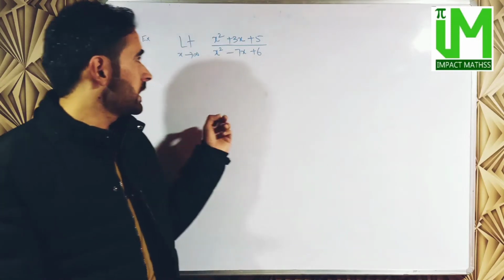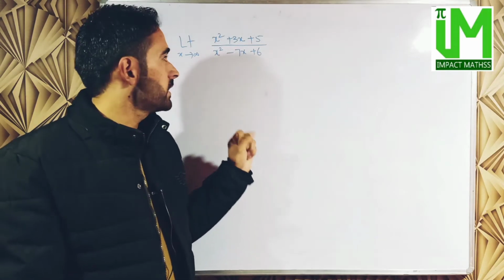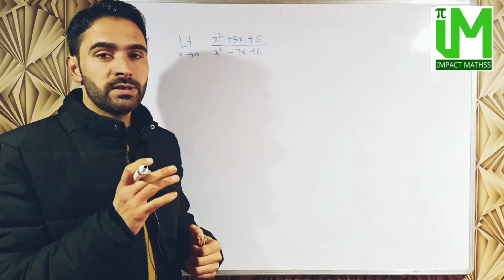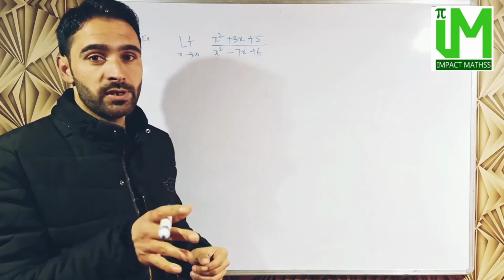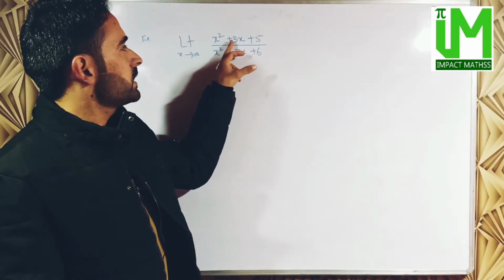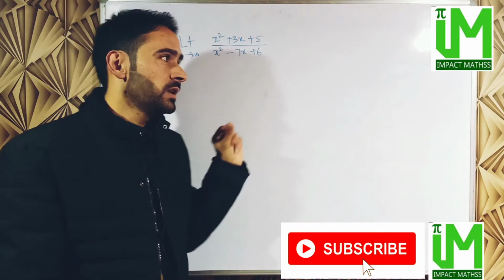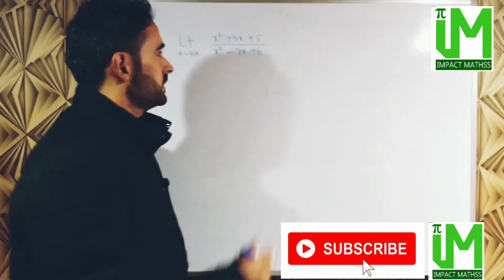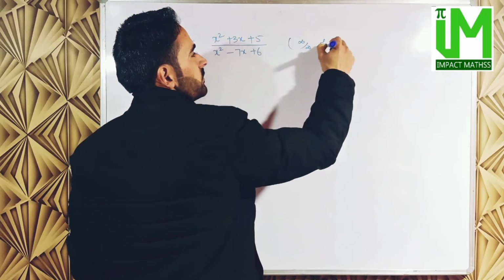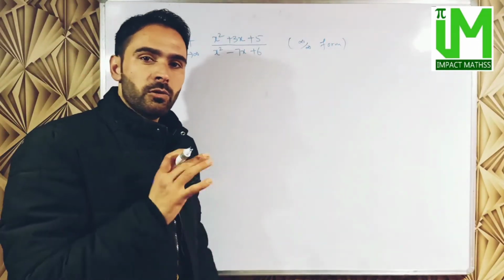As an example, if we have to compute the limiting value of limit x tends to infinity of (x squared plus 3x plus 5) divided by (x squared minus 7x plus 6). First of all, we will check whether this is an indeterminate form of the type infinity by infinity. As x goes to infinity, the numerator will be infinity and the denominator will be infinity as well. So this is an indeterminate form of the type infinity by infinity, and we can find its limiting value by L'Hopital's rule.